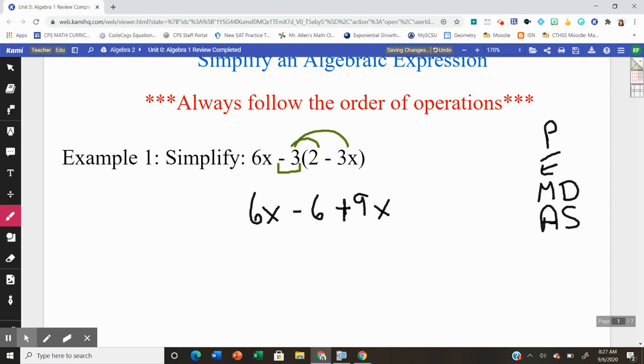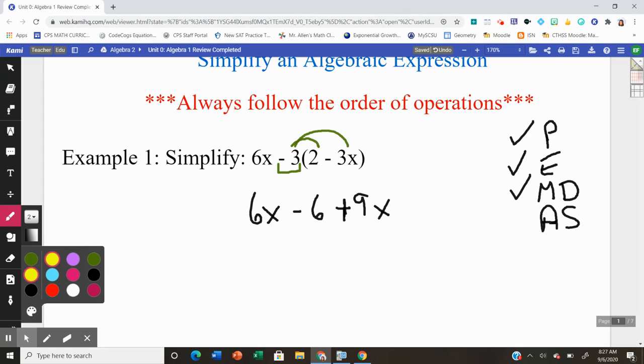From here, if we're kind of going down our checklist, right, parentheses we couldn't do, exponents didn't exist, we took care of our multiplication and division. Now we're on to addition and subtraction. We'll do that in order from left to right, again, just combining our like terms. The only like terms that we see here are going to be the terms with the x's, the variables. So if we combine those together, we're going to end up with 15x and then minus 6.